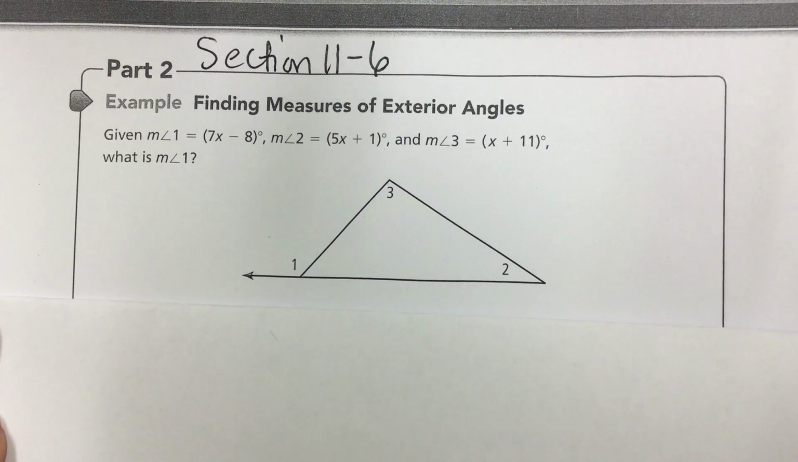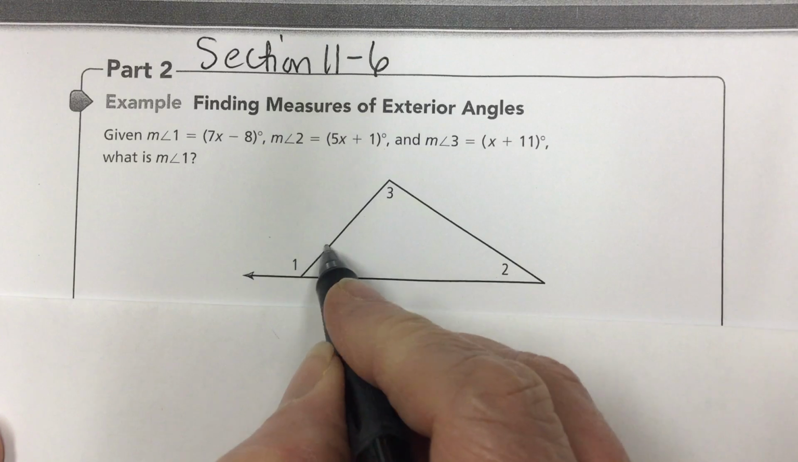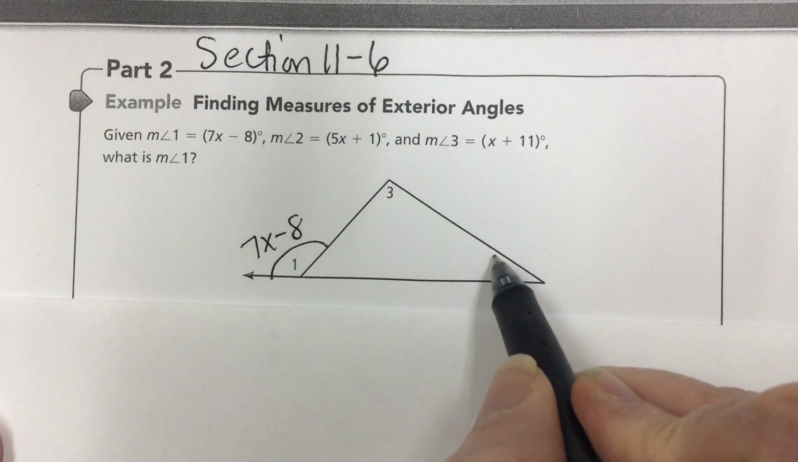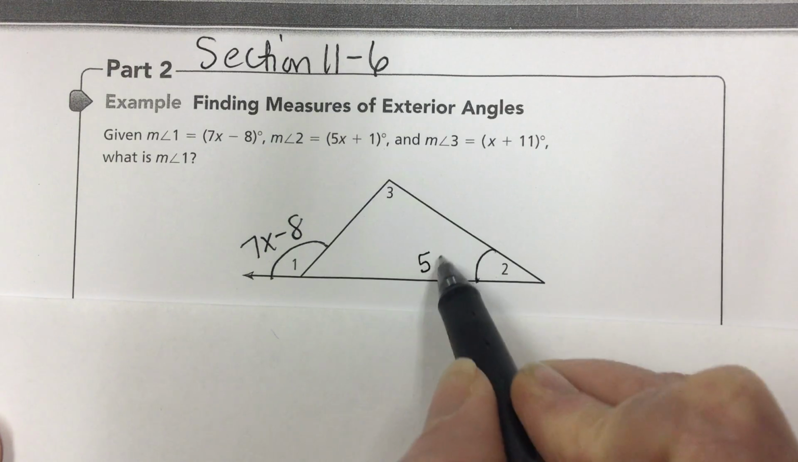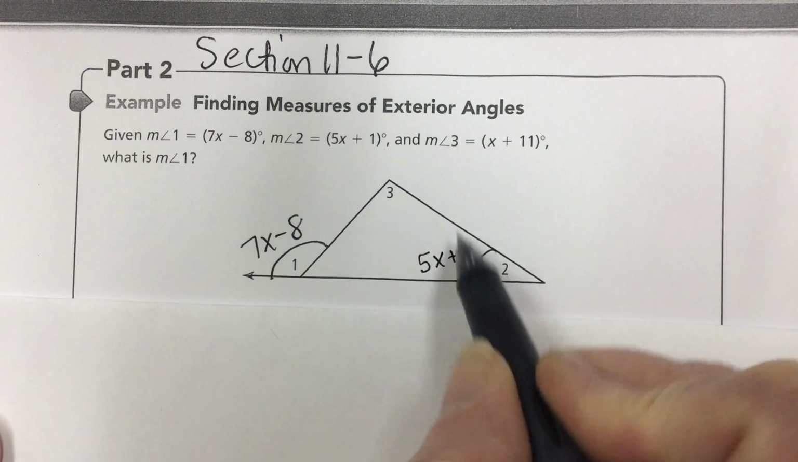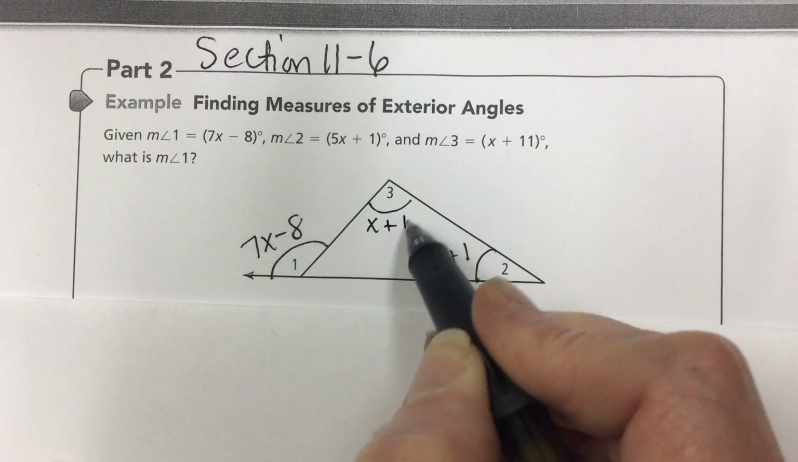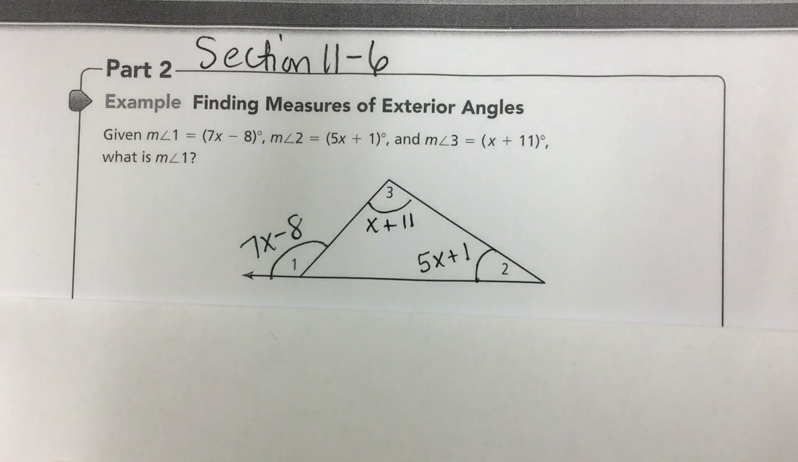Section 11-6, Part 2, Finding Measures of Exterior Angles. You are given that the measure of angle 1, this angle here, is 7x minus 8. The measure of angle 2 is 5x plus 1. And the measure of angle 3, this angle, is x plus 11. What is the measure of angle 1?